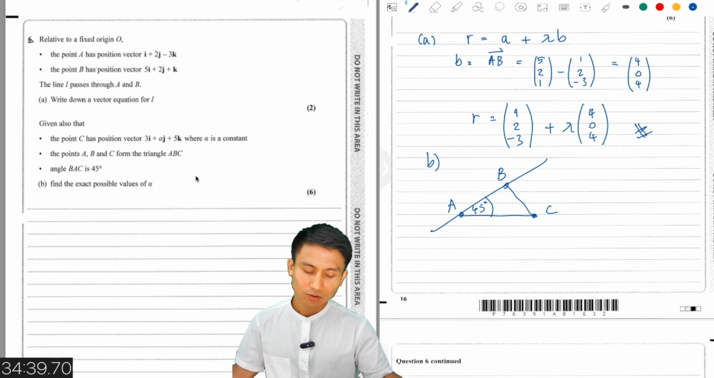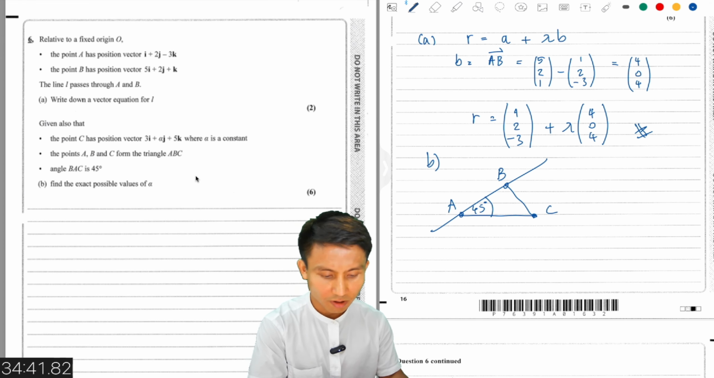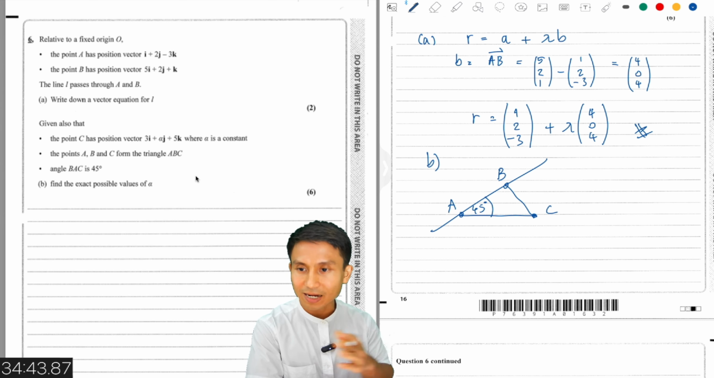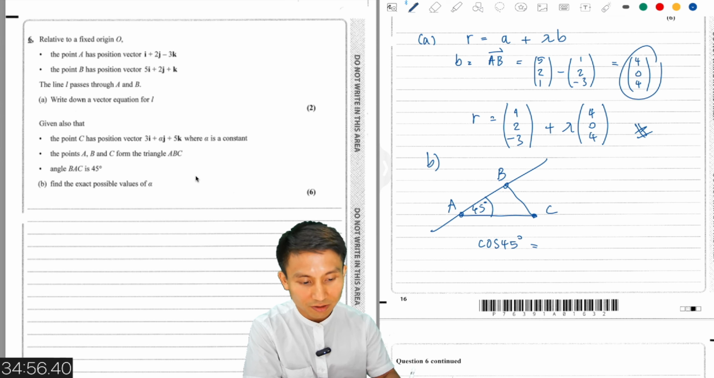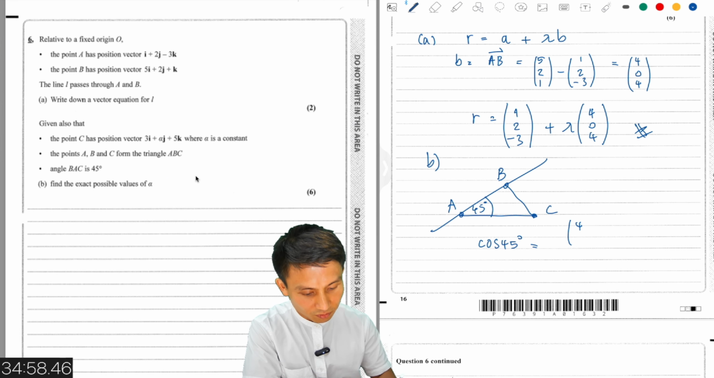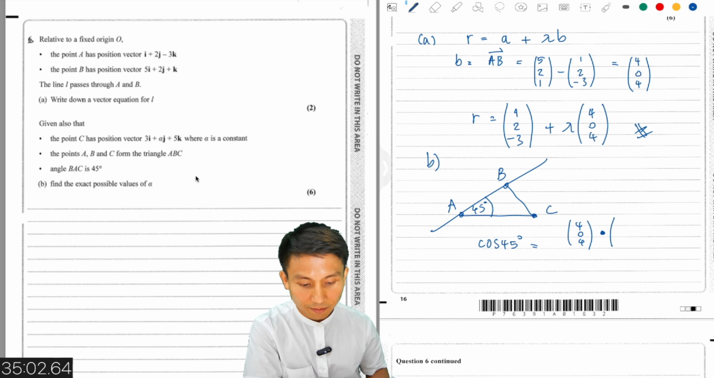Yeah, so we can do a dot product here. If we dot AB and AC, we should get angle BAC being 45, right? So cos 45 degrees is going to be equal to AB, which we found earlier, good, so (4, 0, 4) dotted with AC. We haven't got AC, so let's find it first.